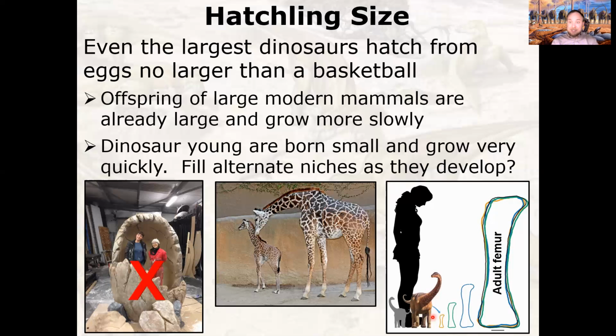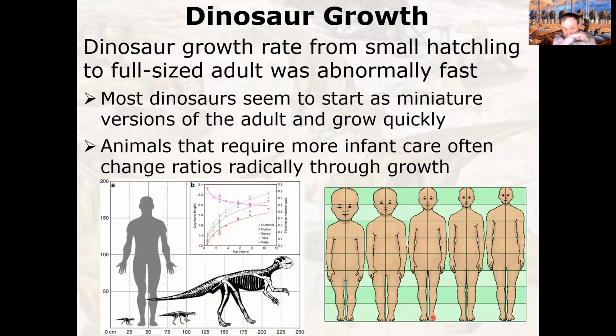And so dinosaur growth is very interesting. The dinosaur growth rate from a really small hatchling to a full-sized adult is insanely fast. It's abnormally fast. Compared to modern animals, it's probably unprecedentedly fast.